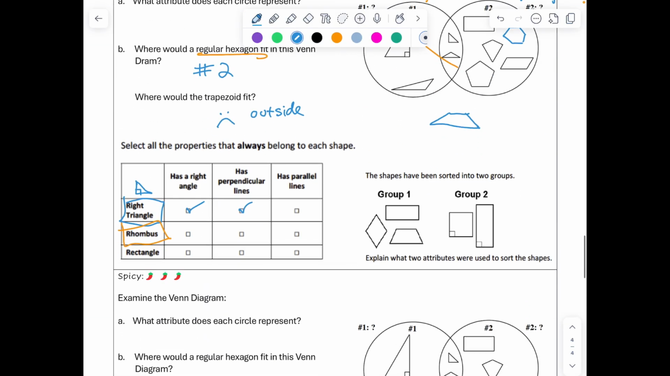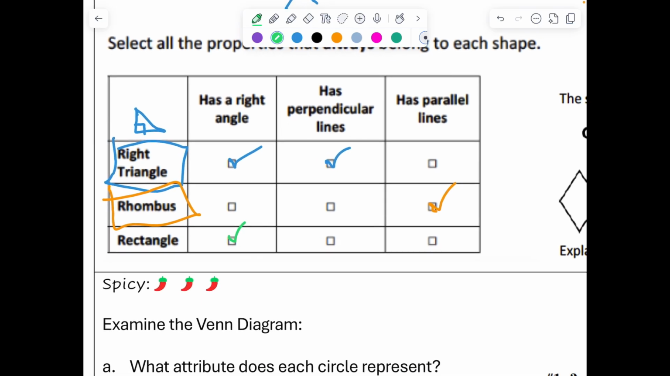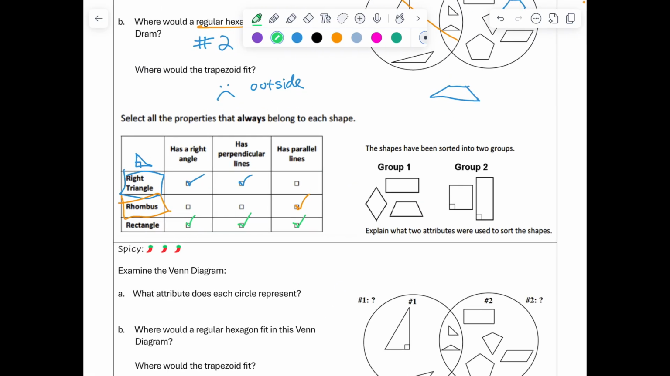So let's go down. Does a rhombus have a right angle? No, it does not. Does it have perpendicular lines? No, it does not. But it does have parallel lines. We can mark that one. And then a rectangle, I think that's going to be all three. It does have right angles. It has perpendicular lines and parallel lines.